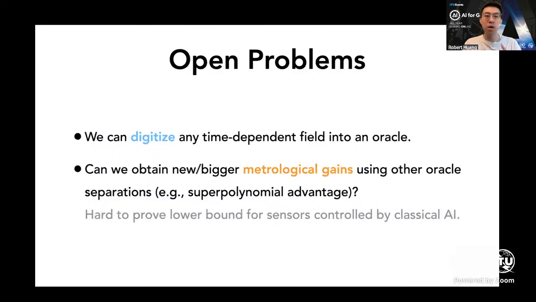And finally, as we have seen, we can achieve a constant versus polynomial speedup. But is it possible that we can utilize similar ideas, but try to digitize other types of time-dependent signals such that we can achieve some newer and even bigger metrological gain? For example, can we utilize some of the other oracle separations that host superpolynomial advantage to achieve superpolynomial advantage over sensors controlled by classical AI when we utilize sensors controlled by quantum AI? And that's it for my talk. Thank you so much for listening.